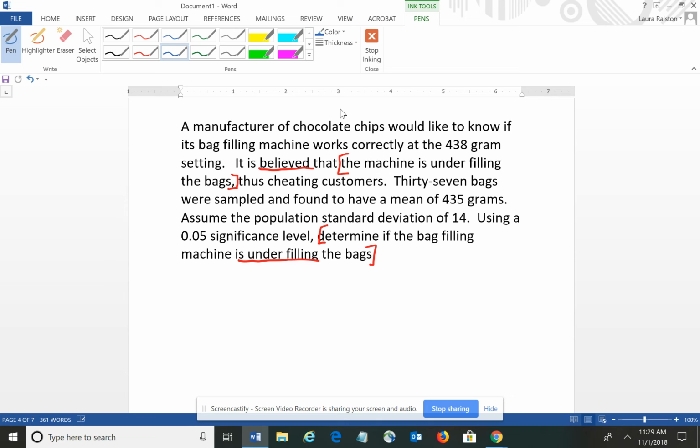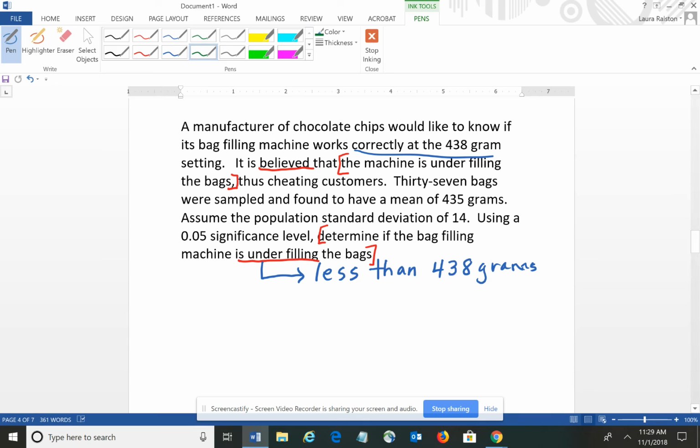Now, you may have to think a little bit. What does it mean if it's underfilling the bag? Is it putting too much in the bag or too little? So you have to think about, is underfilling, does that mean greater than, less than, or equal to? I hope you make the connection. If you're underfilling the bags, you're not putting enough in there, so you're putting less in the bag than you're supposed to. So it's less than the required 438 grams, okay? Because it says the bag's supposed to work correctly at the 438 gram setting.